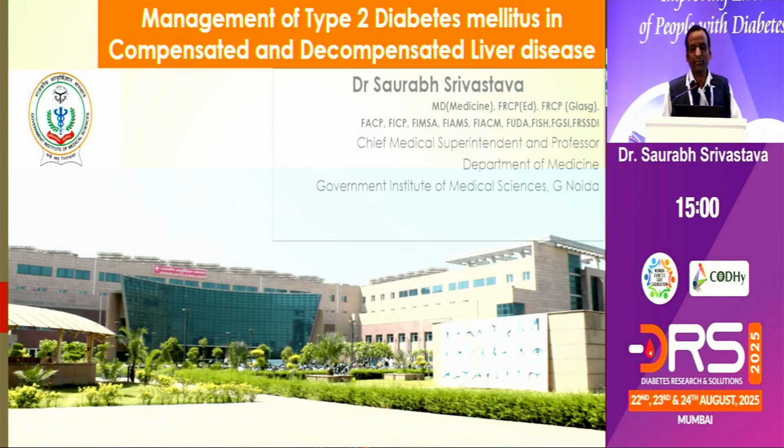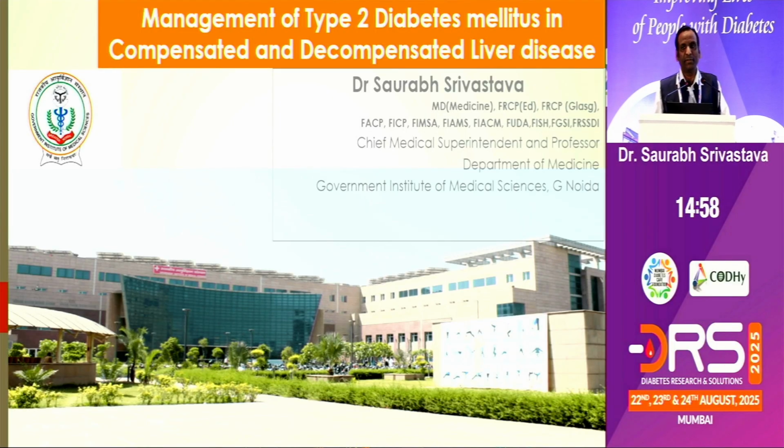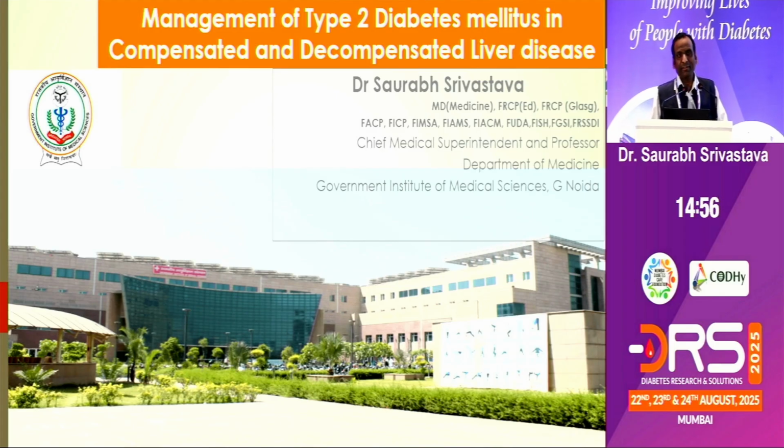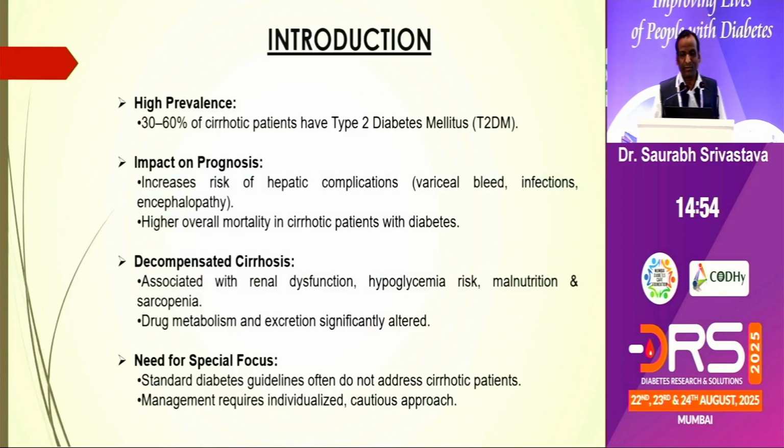My topic is the management of type 2 diabetes in compensated and decompensated liver disease. I'm starting with the topic which Dr. Chavla has already covered. Why are we taking this? Because there is a high prevalence of type 2 diabetes mellitus in patients with chronic liver disease. It impacts the prognosis and increases the risk of complications and overall mortality.